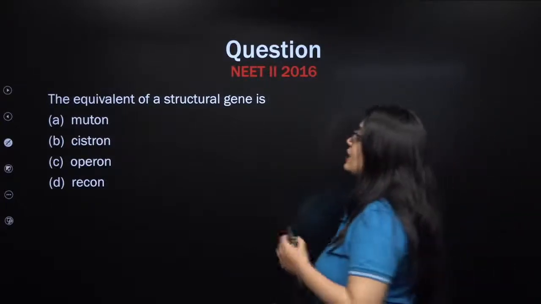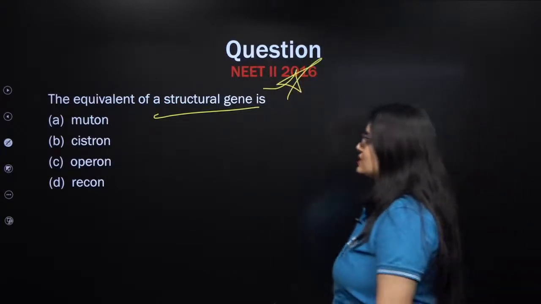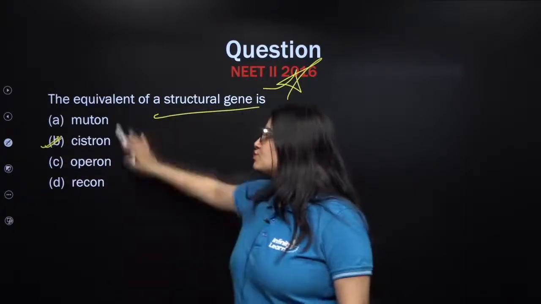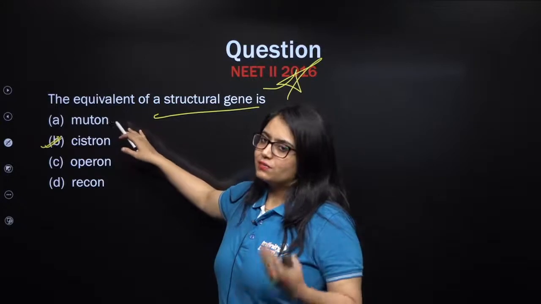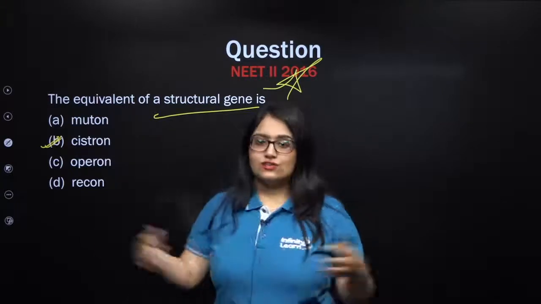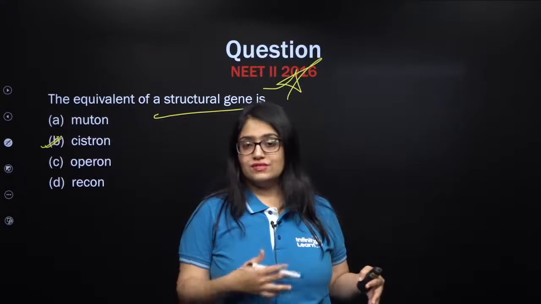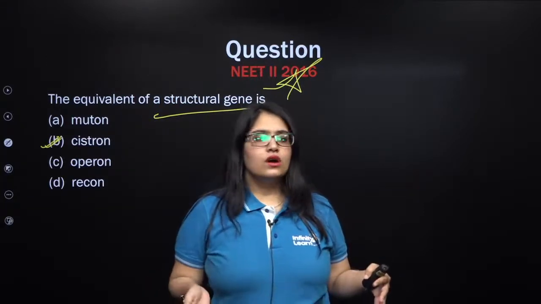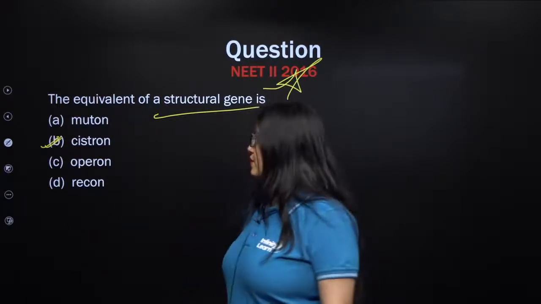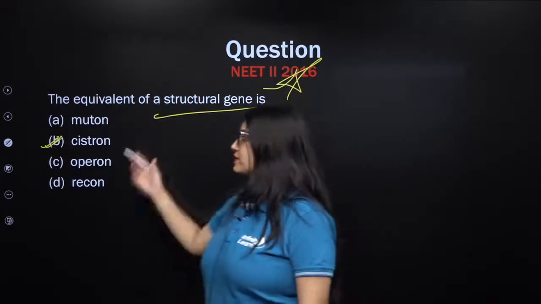This question: the equivalent of structural gene. This was asked in phase 2, 2016. Structural gene is equivalent to cistron, which codes for a polypeptide chain. Muton is the smallest unit of a chromosome that participates in mutation. Operon is a set of genes, polycistronic genes, like for example the lac operon, where you have Z, Y, A polycistronic genes, a common promoter, operator, regulatory gene and its promoter, etc. And recon is the smallest unit of the chromosome that participates in recombination. So the correct answer is cistron.